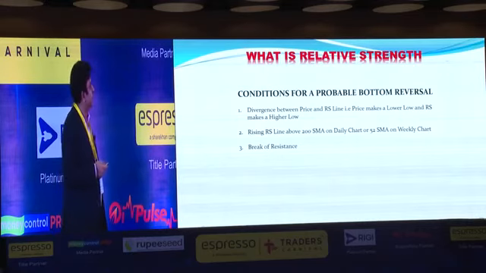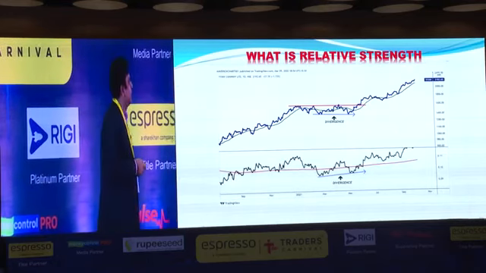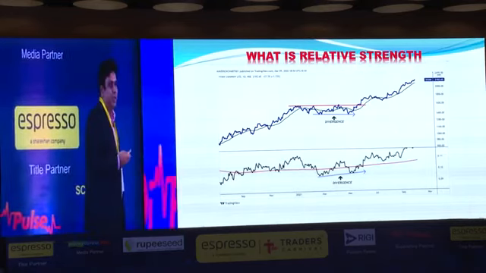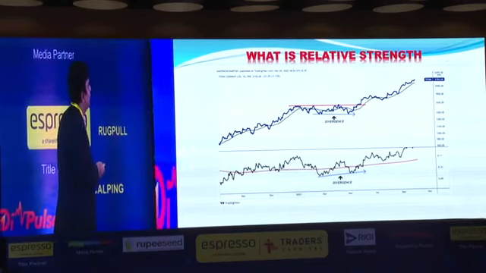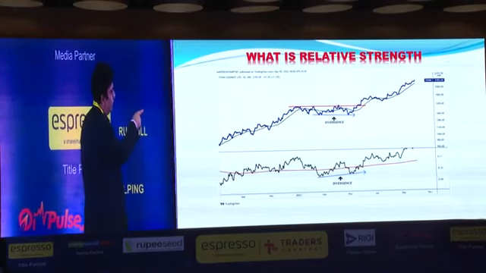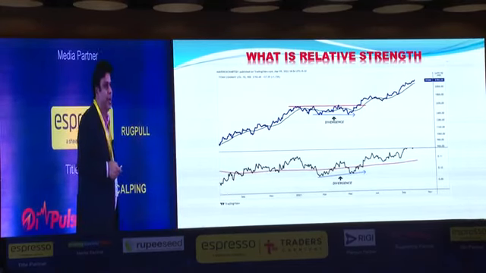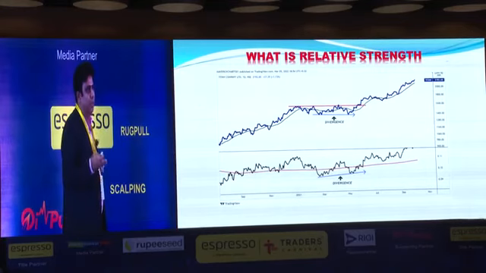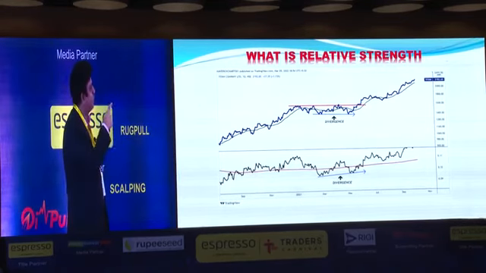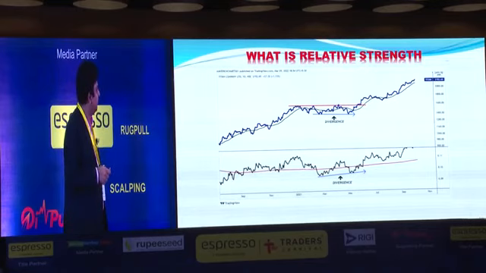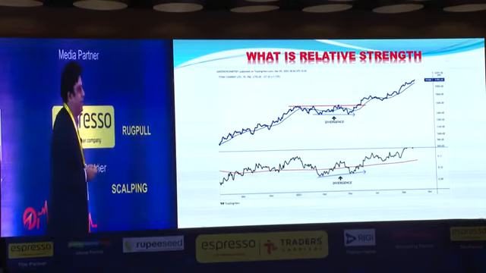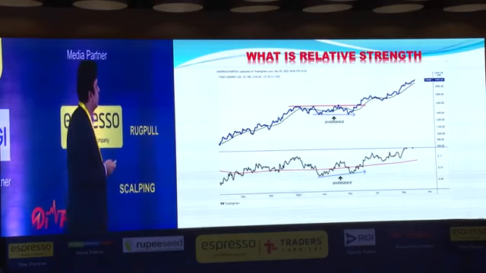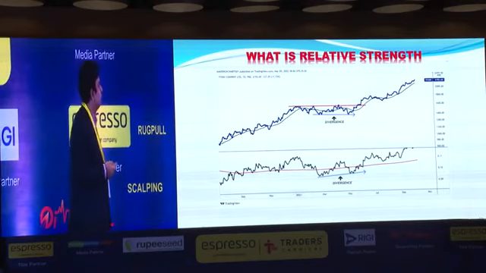So friends, this is the Titan chart. I'm using a line chart so that it is convenient for all of you to see the divergence. Titan makes a lower low, but you can see at the bottom, the RS line is making a higher low. So it is telling me that the stock has strength, and when the breakout happens above the red line on the line chart, what are we seeing? After that, my RS line is rising and it is above the 200-day line on the RS chart. So this is what we look for in a bottom reversal.